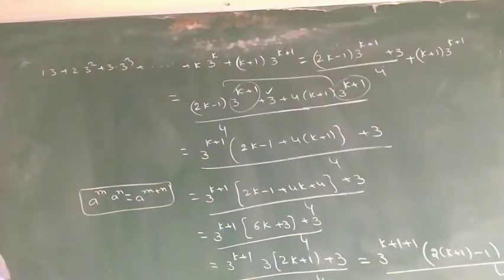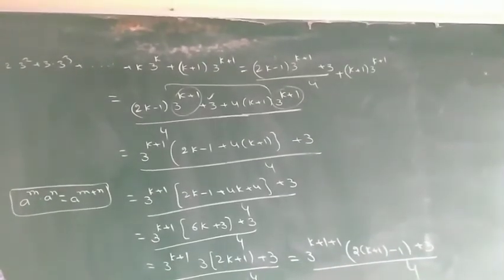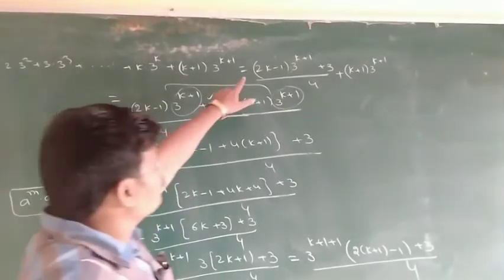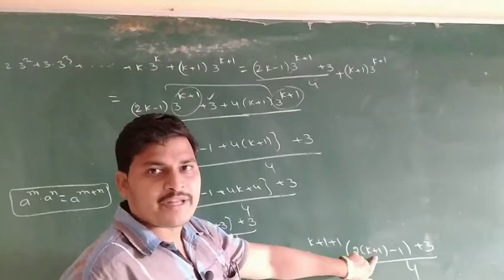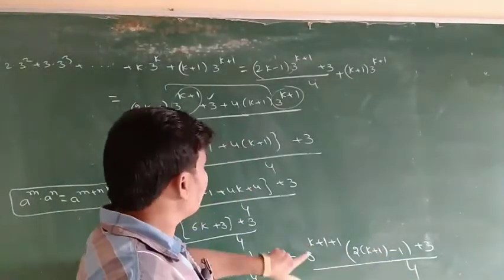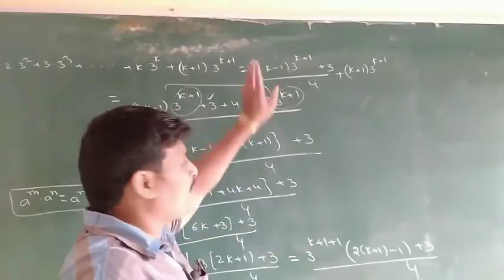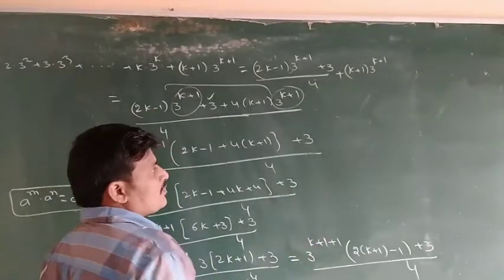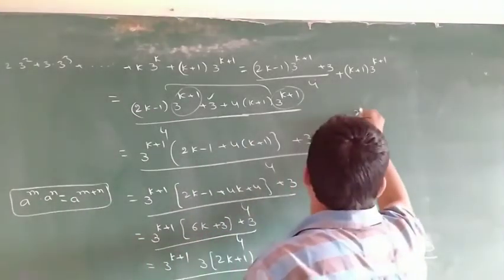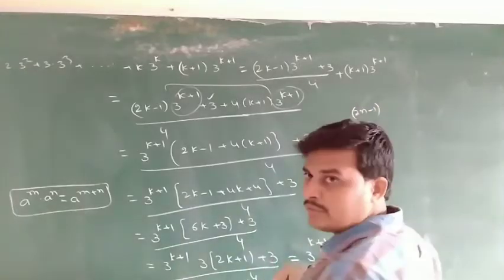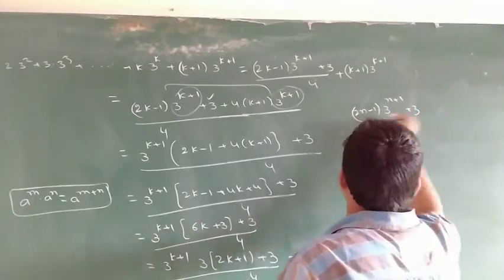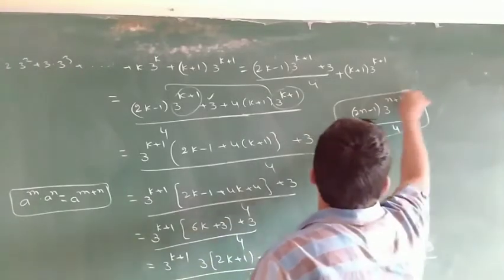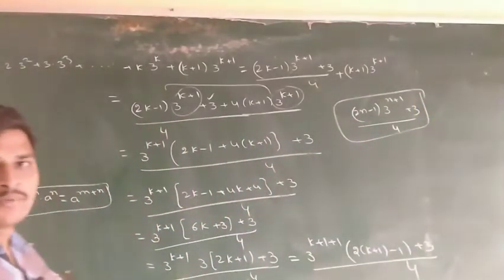See, observe this final answer. What is the RHS of the given problem? 2n minus 1 into 3 power n plus 1 plus 3 by 4. This is the RHS of the given problem.